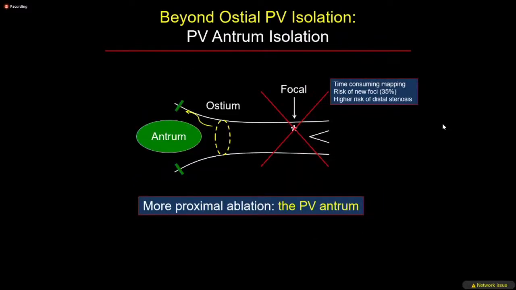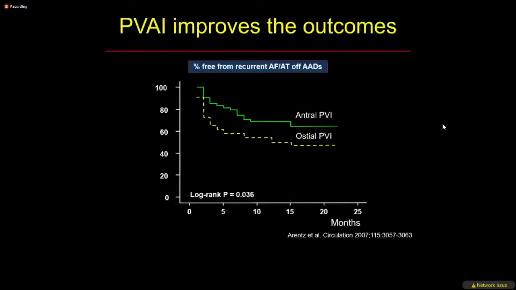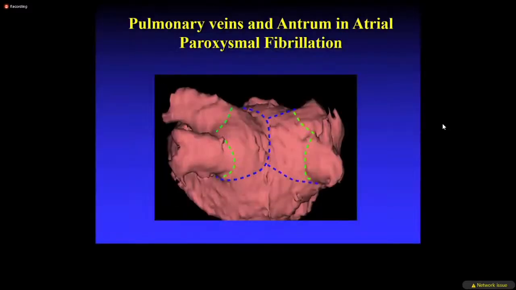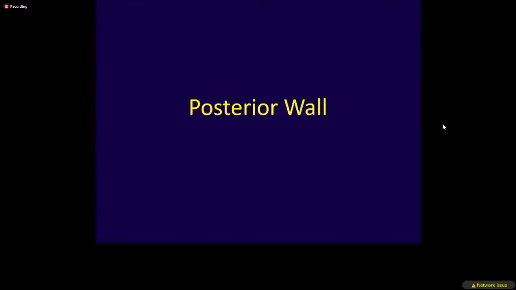Antrum isolation was actually used by our group again to differentiate antral from ostial isolation. And people thought that the main reason was to avoid pulmonary vein stenosis, but actually we had data showing improved success. This is a randomized study from Germany. This is again to show the difference between ostial and antral that has been found.